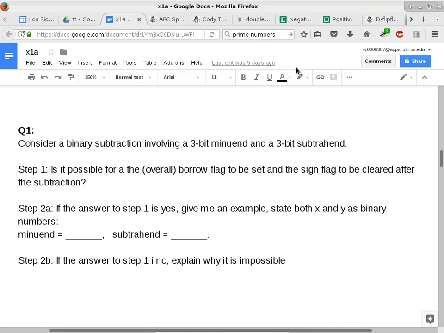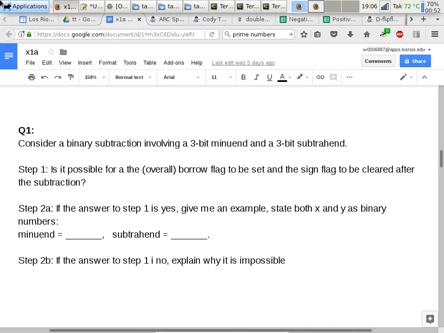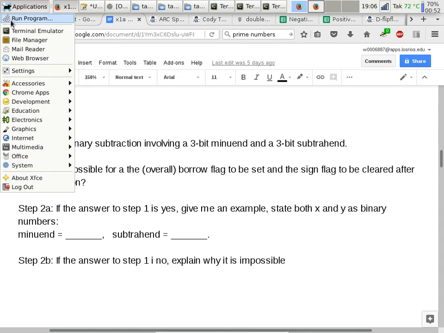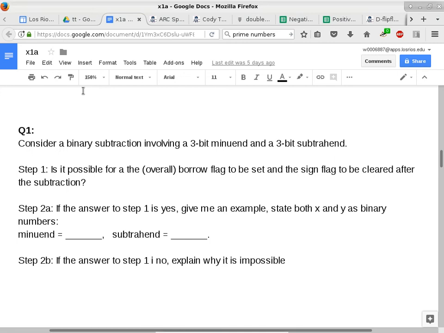So let me start this first. Are there any questions about that portion, to clarify the potential confusion about, okay, the borrow, the sign, how come one can be set and the other one can be cleared? Yep. How would you prove or calculate that? Is there a way to calculate that it is possible or not possible?